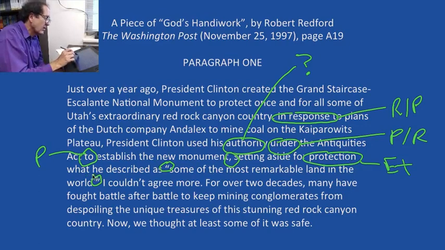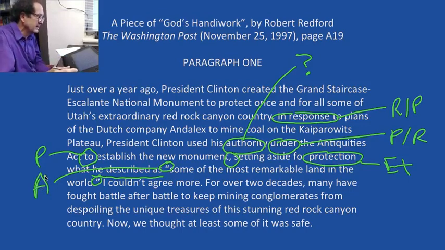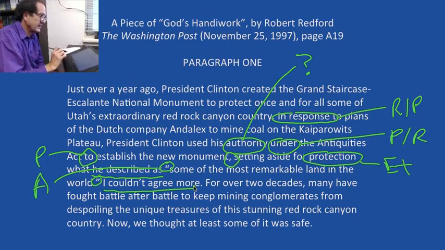So those quotation marks and saying that he described it, that all amounts to assuring. He's assuring Clinton that that has to be true because, after all, you said it yourself. And then he says, I couldn't agree more. Well, that's a different type of assuring.